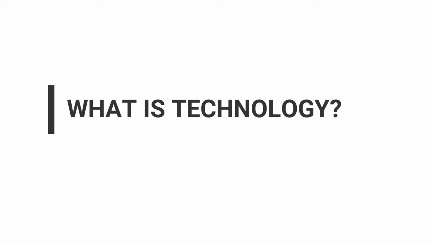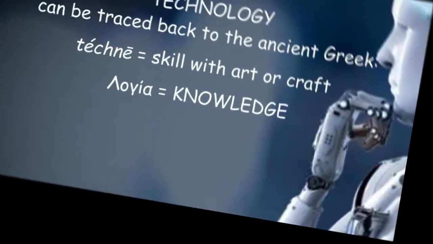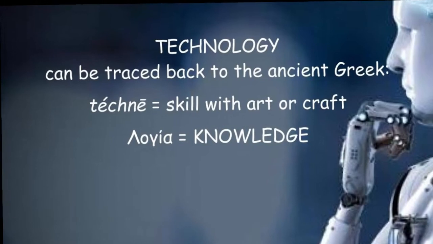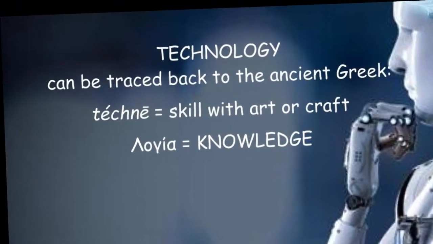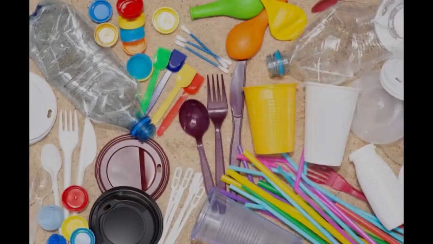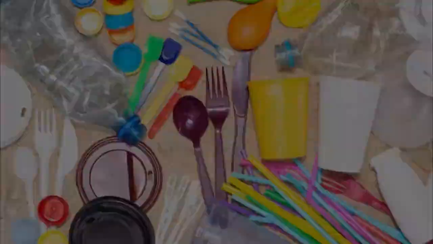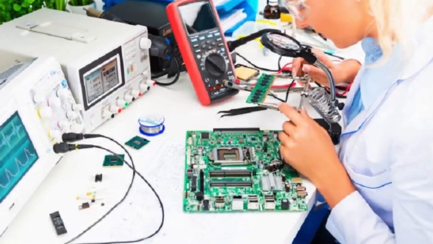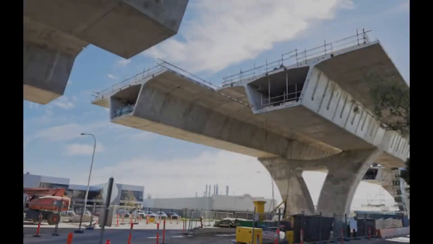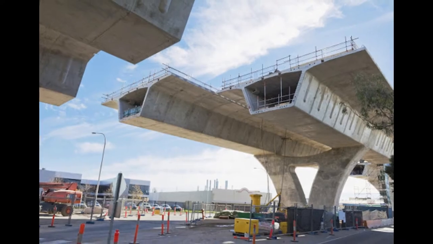What is technology? The origin of the word technology can be traced back to the ancient Greek word technie, meaning skill with art or craft. Making plastics or paper, designing electronic circuits, and constructing bridges are very different crafts. However, they are all examples of technology.